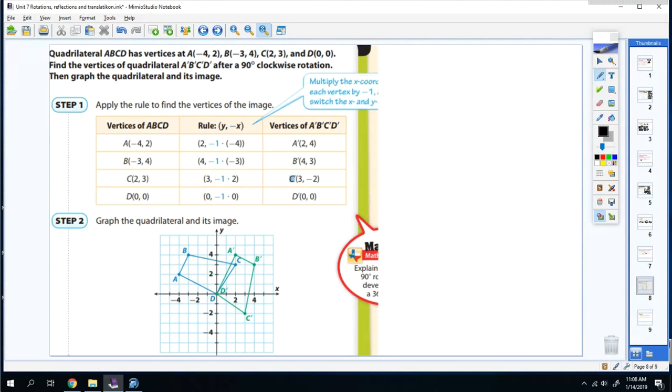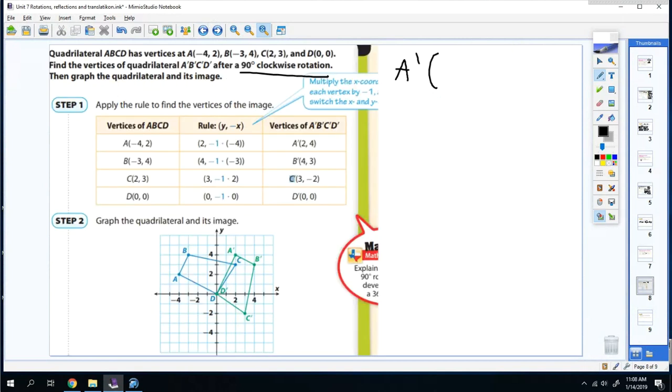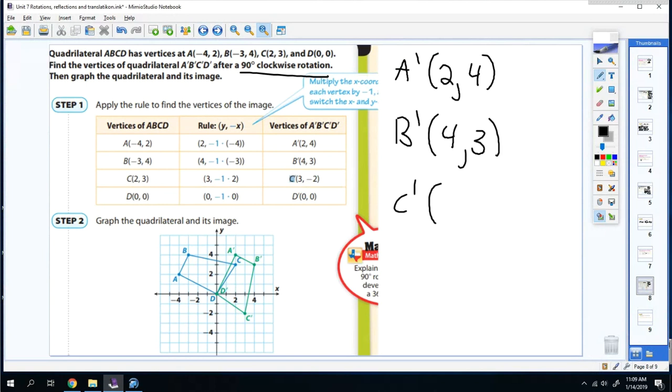So first example is quadrilateral ABCD has vertices, and then find the vertices of the new quadrilateral after a 90 degrees clockwise rotation. So for the new A, if you look at your 90 degrees clockwise rule, it says multiply the x by negative 1 and then switch. So my new one will be 2, 4. And then B will be 4, 3. And then C will be 3, negative 2. And then D will just be 0, 0.